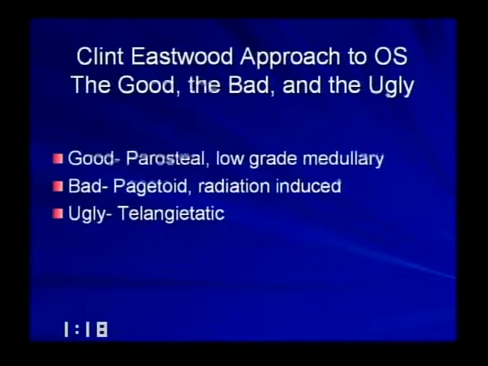I like the Clint Eastwood approach to osteogenic sarcomas, the good, the bad, and the ugly. What are the good ones? If you're going to get an osteogenic sarcoma, get a low-grade one. Get a paraosteal or low-grade medullary. The bad ones, pagetoid or radiation-induced, these have a terrible prognosis. Usually we don't do anything heroic for these patients. And then there are the ugly osteogenic sarcomas, the telangiectatic, because they are very aggressive, but they're not so bad because they respond to chemo. They used to be bad, but now they're just ugly.